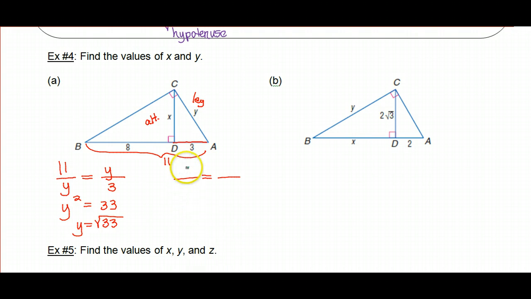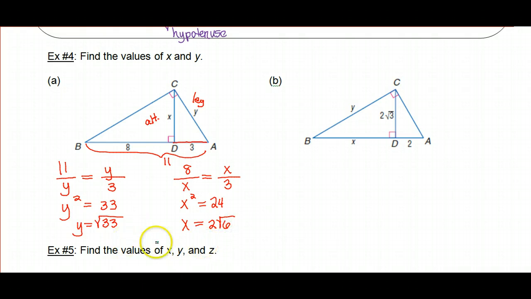So 8 over x equals x. Good. So this time the altitude is the geometric mean of the two segments that make up the hypotenuse. So Brittany, we get x squared equals, so x equals 2.